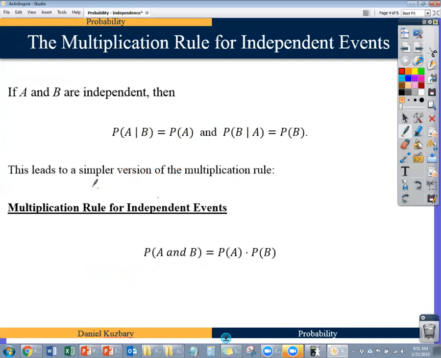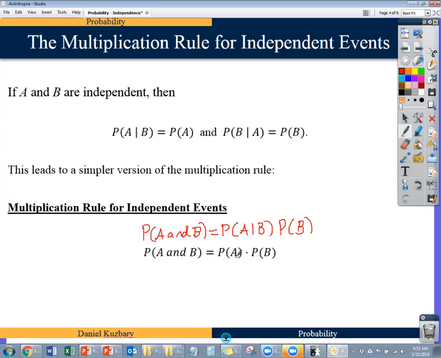This ends up leading us to a much simpler version of the multiplication rule. So in the previous video, we saw that the multiplication rule says the probability that A and B both occur is equal to the probability of A given B times the probability of B. And now we're saying that if these events are independent, then this is just equal to the probability of A. That's what we're saying up here.